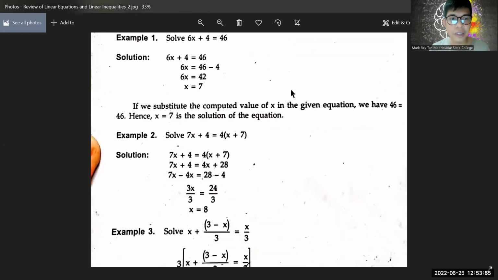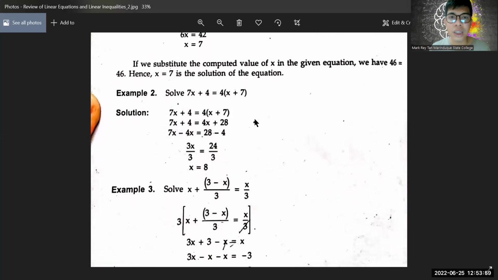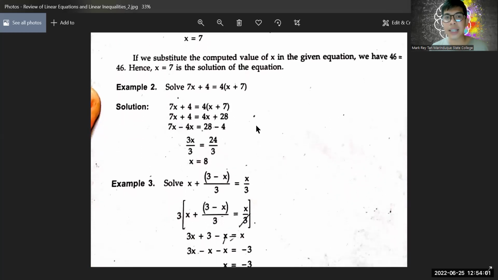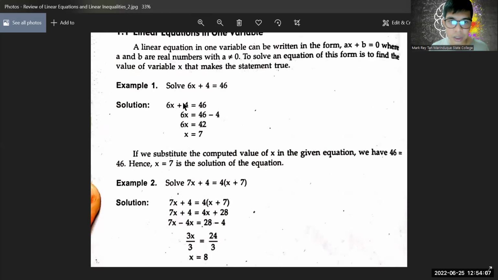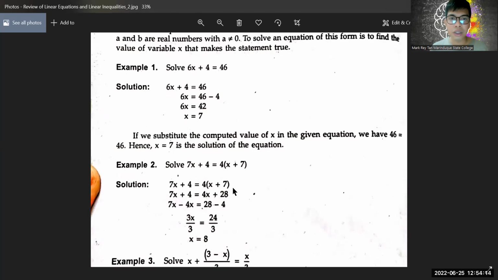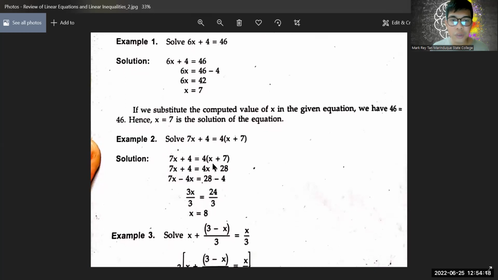Okay? So we have here example number 2. 7x plus 4 equals 4 times x plus 7. So dito, unlike on the first example, whereas okay na agad yung presentation, dito medyo mas mahaba. Kaya yung proseso natin dito, we have to multiply muna itong right side of the equation.